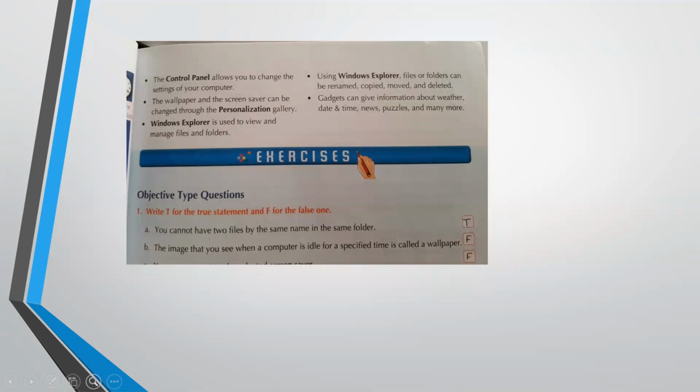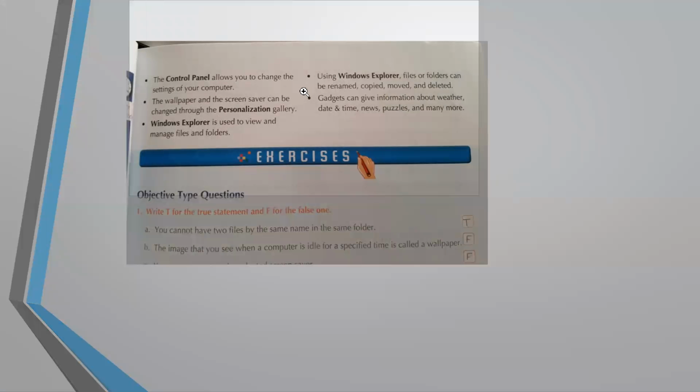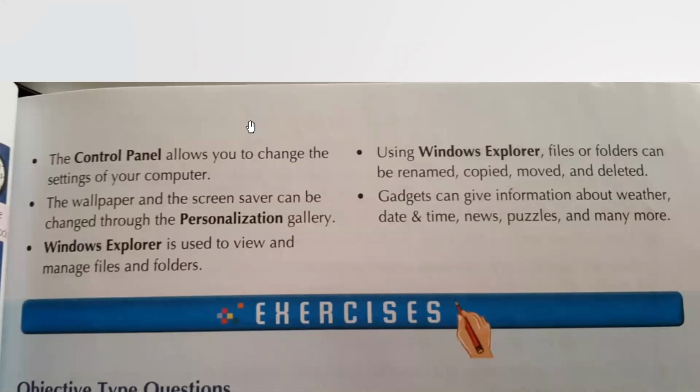Now, coming back to the rest of the points, the control panel allows you to change the settings of your computer. We already have seen what a control panel is. Okay. The wallpaper and the screensaver can be changed through the personalization gallery. We have gone through this also. Windows Explorer is used to view and manage files and folders. We already have discussed this.